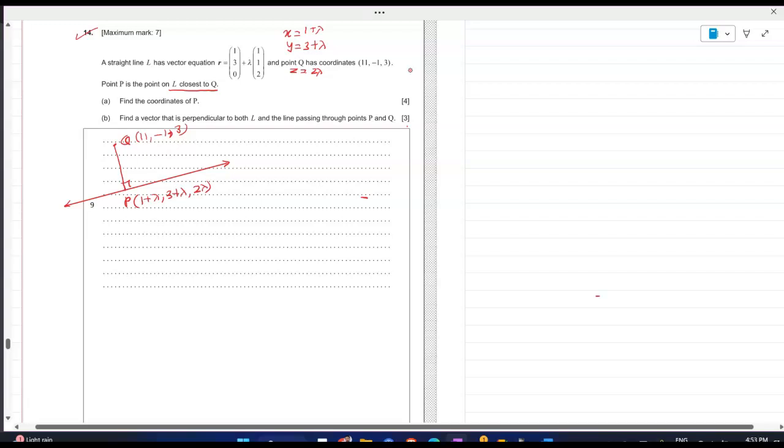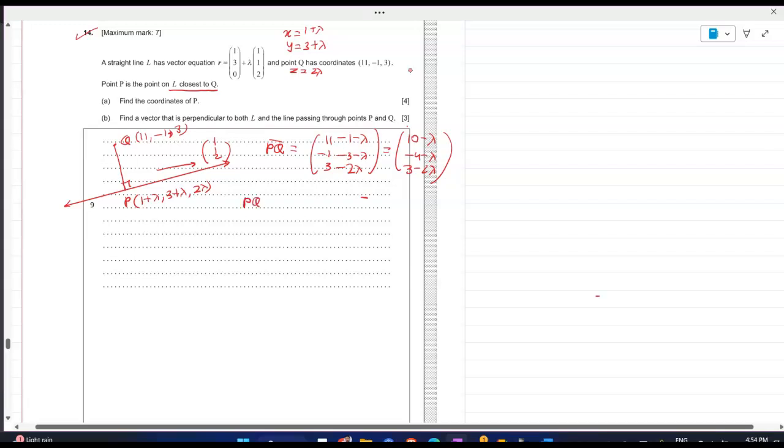So you assume your x, y, z becomes the coordinates, where lambda is to be determined. You're finding the value of lambda so that it's perpendicular. And then we use the direction vector. My direction vector is (1, 1, 2). So I get my vector PQ is OQ minus OP: (10 minus lambda, minus 4 minus lambda, 3 minus 2 lambda).